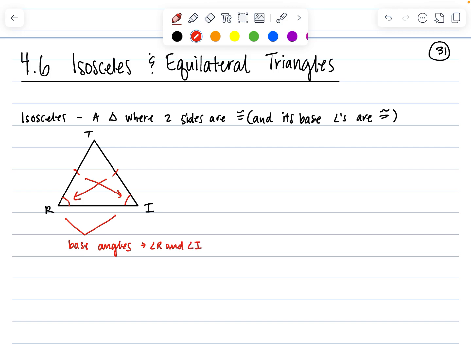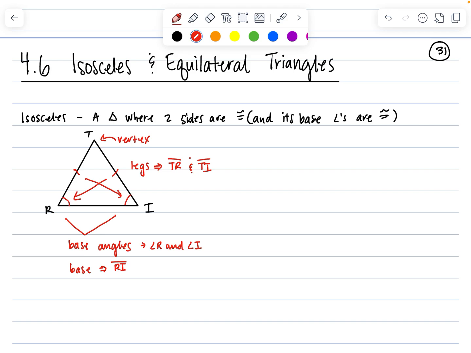We also have, we would call this the base. RI would be the base. So that's the actual side or the segment. And then we call this, once again, the vertex. And then the two sides that are congruent, we call these the legs. So the legs are TR and TI. So there's your isosceles triangle.